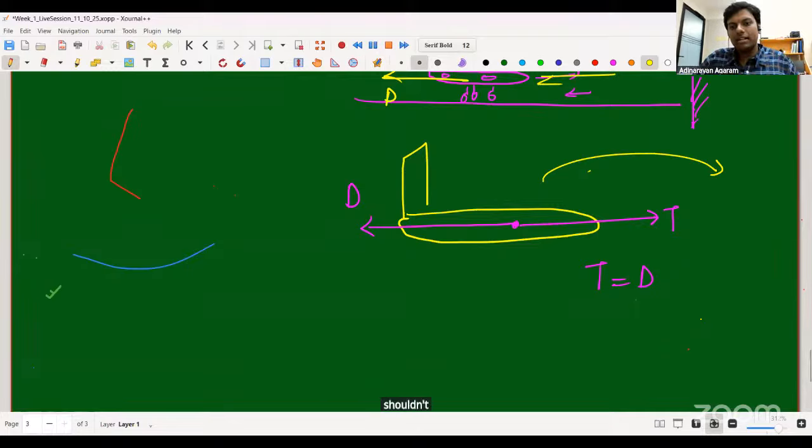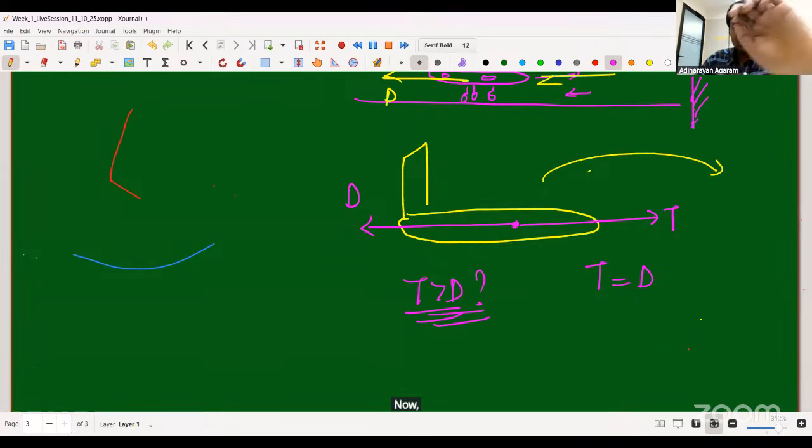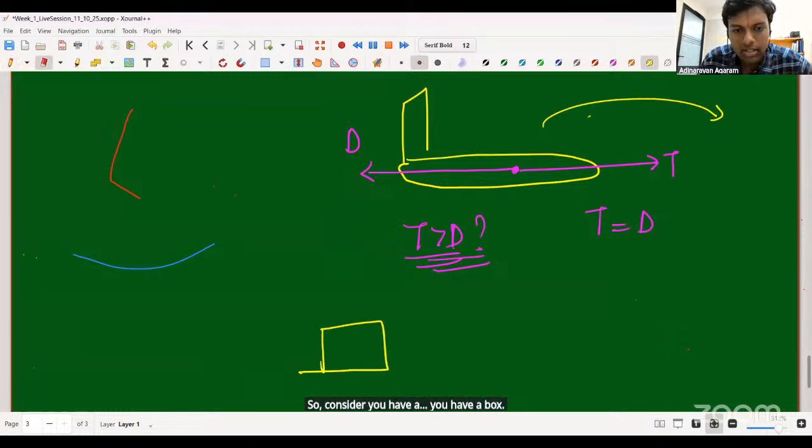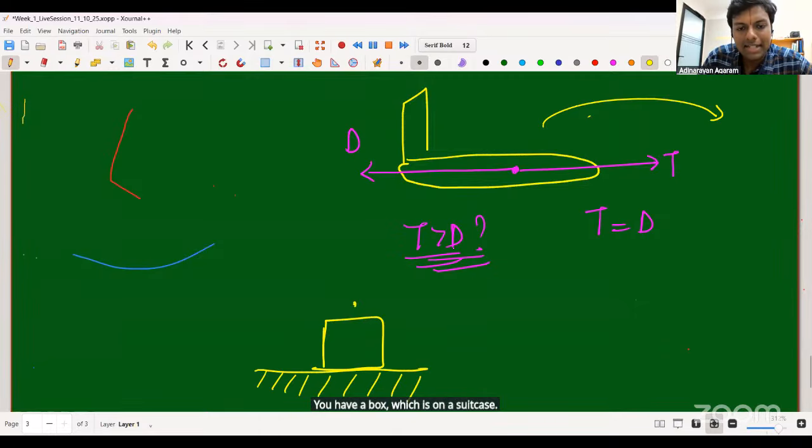Shouldn't thrust be greater than drag? That's the question. Now, this is a confusion that I'd like to clear. So, consider you have a box. Let us get to Newton's law. You have a box which is on a surface. Say it is at rest with 0 meters per second. And then you have a force F acting this way, and then the force F acting this way.